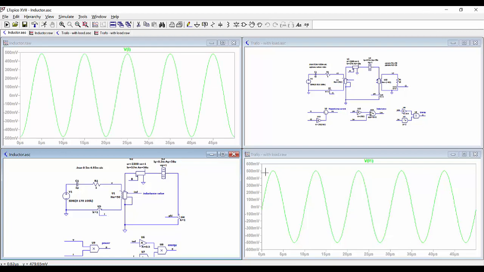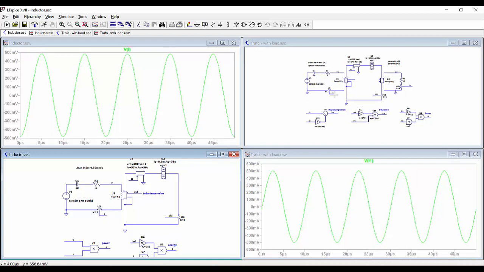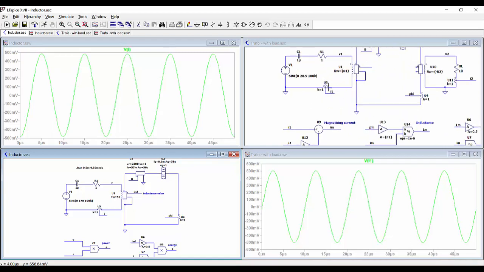So in both of them, we can see that the current is nearly 500 milliamperes. We are measuring here at the output of these sensors, transforming the current into voltage. So it's around 500 milliamperes peak.